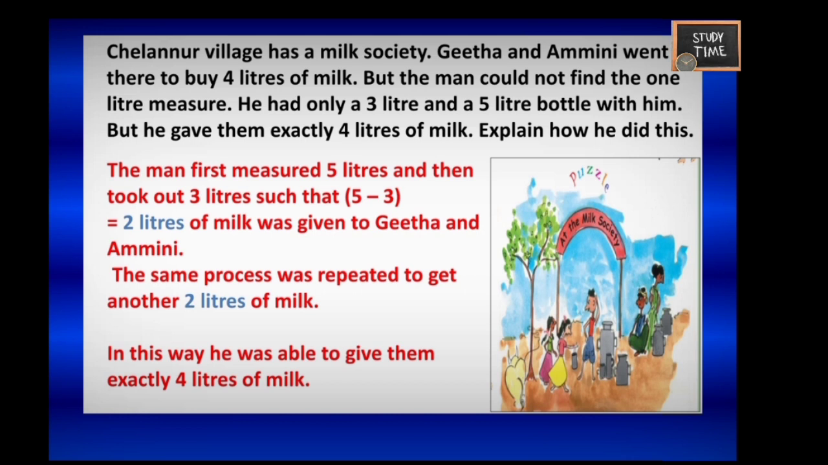Chellanur village has a milk society. Next, Geeta and Amini went there to buy 4 liters of milk, but the man could not find the 1 liter measure. He had only a 3 liter and a 5 liter bottle with him, but he has to give exactly 4 liters of milk. Explain how he did this.